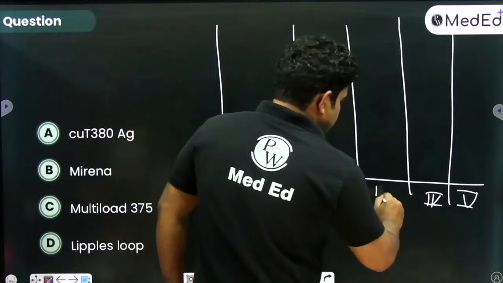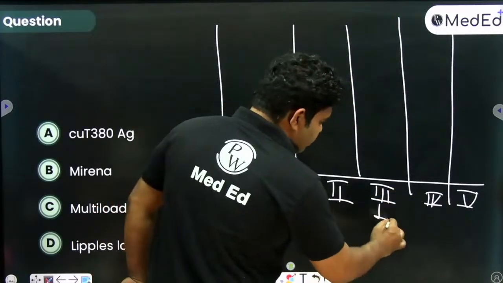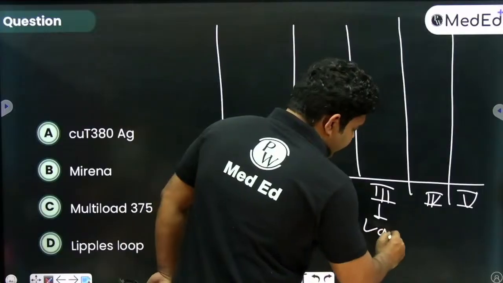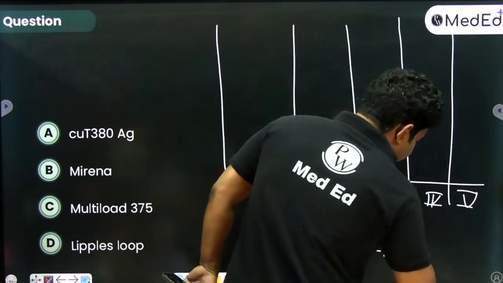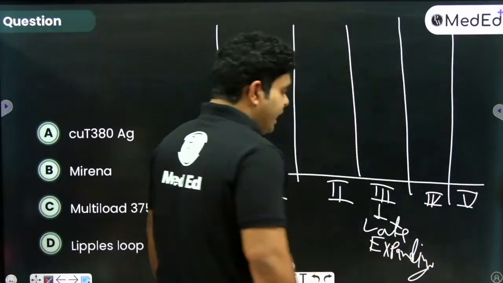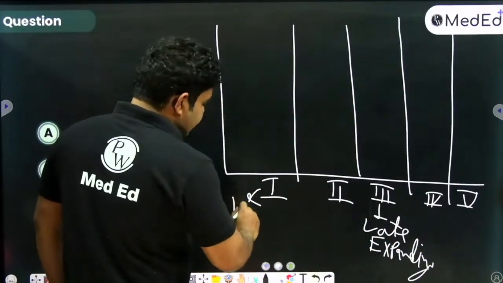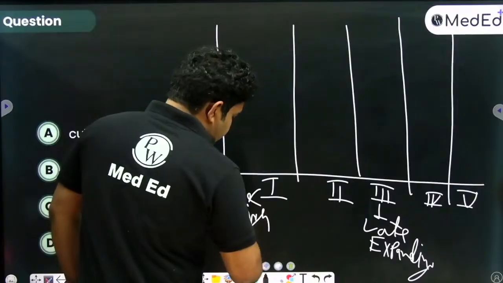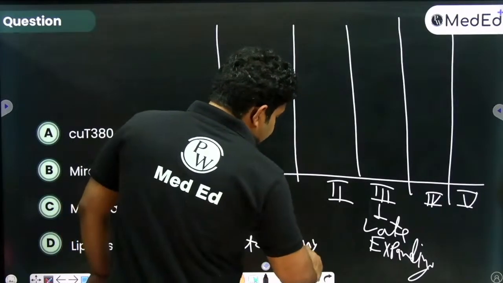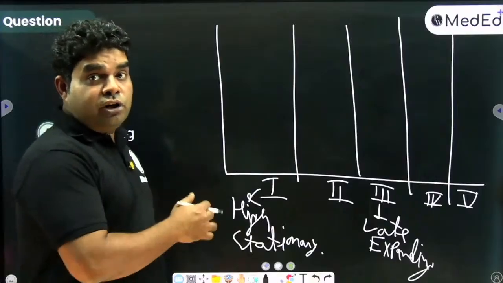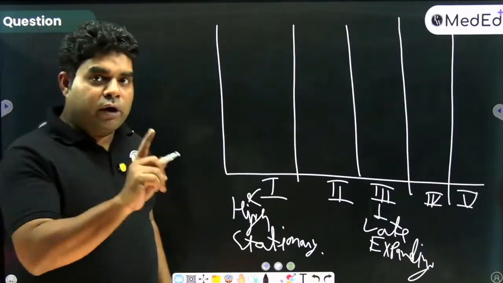Okay. Where does India belong? India belongs to phase 3, late expanding. Look, before 1950, India was in the first phase, high stationary. And in high stationary, because in NEET 2024 they asked 2 questions from it, and they asked the marking of different lines also. So this is very important to revise.